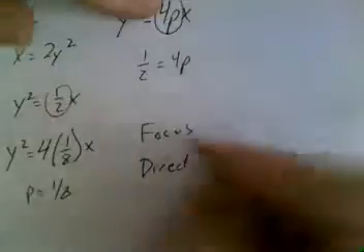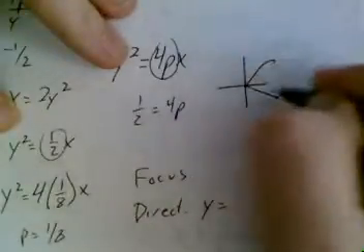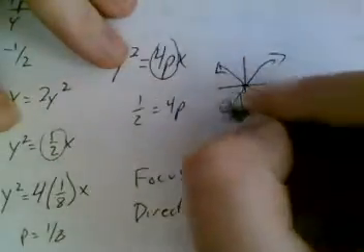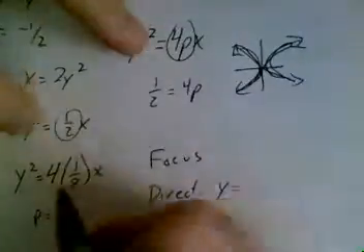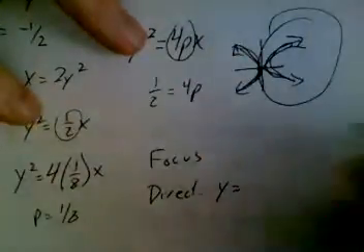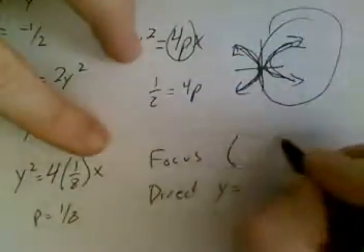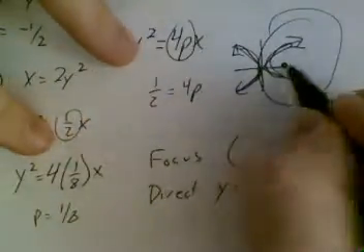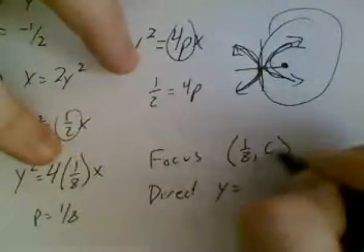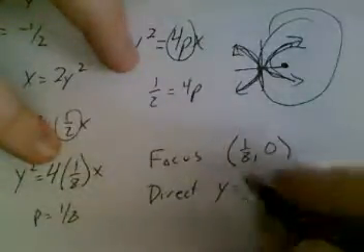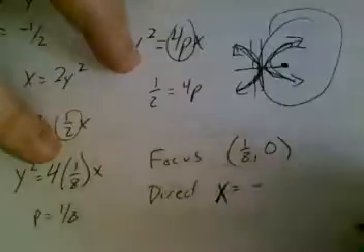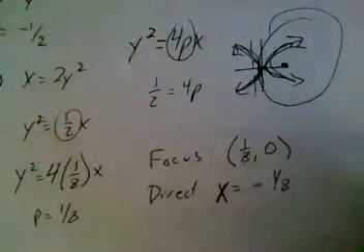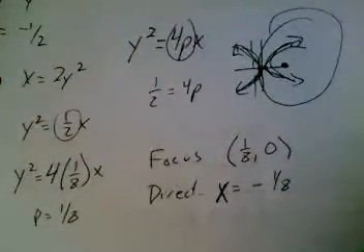Well, since this is a y squared term, I know that this thing is facing this way or this way. It's this one or this one. And since it's a positive p-value, it's going to be this one. So that means my focus is going to be an x direction change by 1/8 and a 0. And my directrix is going to be in the opposite direction, it should be x equals now, a negative 1/8. And that completes example number 6.